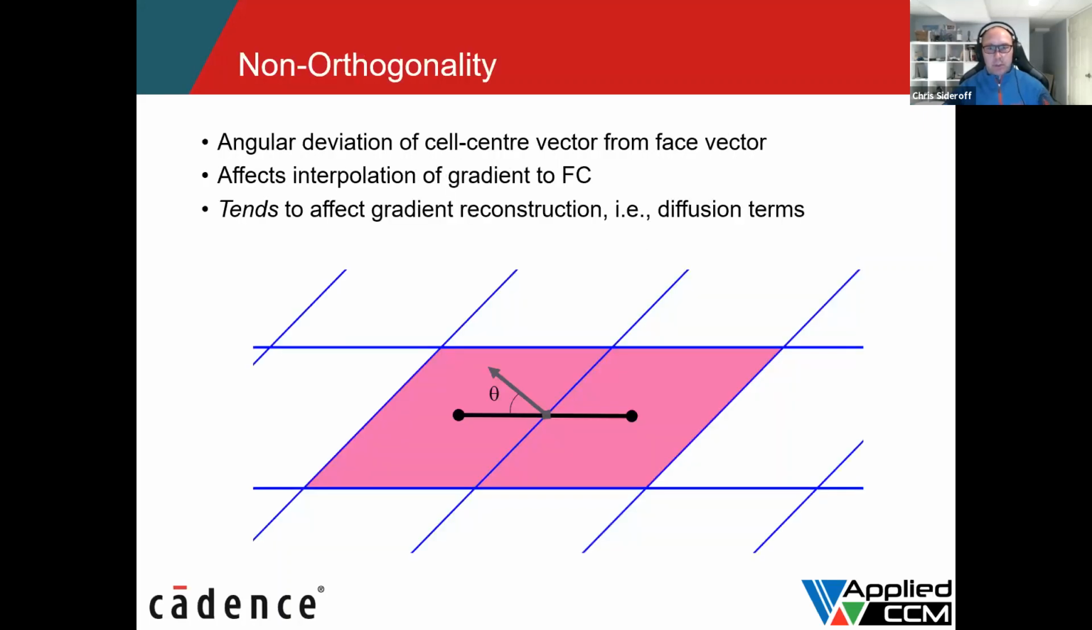Okay. So the two main ones we're going to look at, aside from aspect ratio, that we're going to probably attempt to fix, are orthogonality. By definition, it's the angular deviation of the cell center vector from the face center vector, and it predominantly affects interpolation of the gradient to the face center, and because it tends to affect gradient reconstruction, it's going to affect the actual diffusion terms.